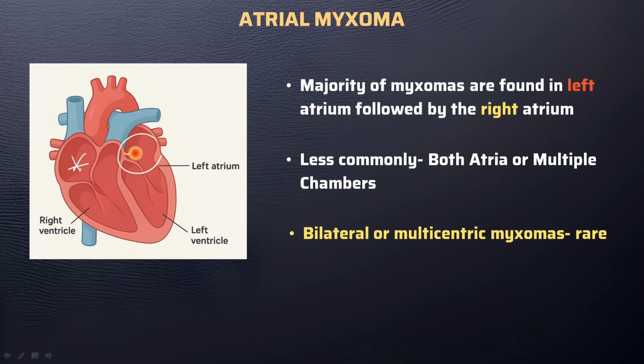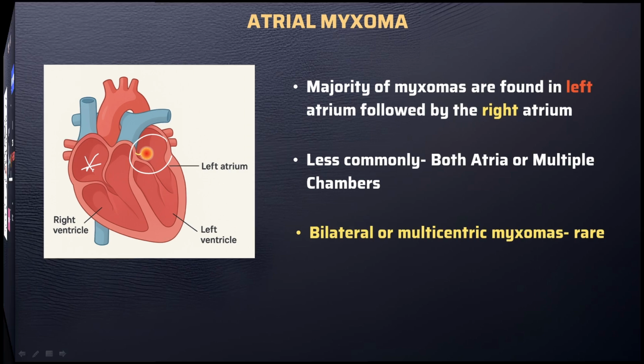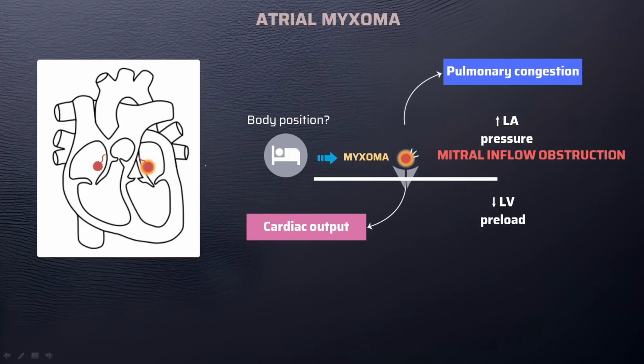Their clinical features depend mainly on the tumor size and mobility, which is influenced by the length of the stalk. A highly mobile myxoma can actually obstruct the mitral valve orifice, mimicking mitral stenosis, a classic trick question favorite. Now, on the next slide, we will explore how this obstruction affects cardiac hemodynamics and the possible clinical manifestations that result.